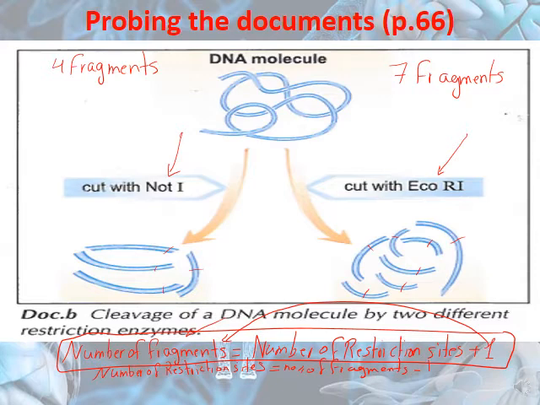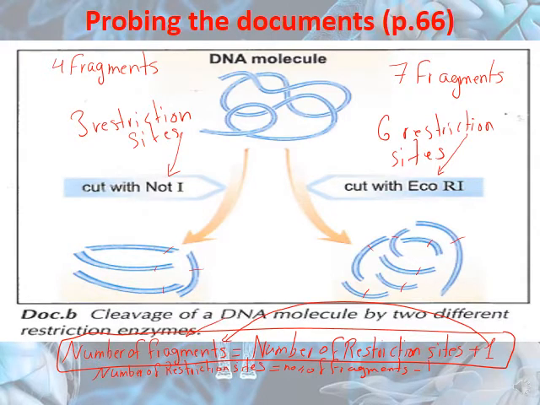So let's start. NOT1, how many restriction sites? The number of fragments is 4, so 4 minus 1, so 3 restriction sites. While in the EcoR1, how many fragments do we have? 7. So the number of restriction sites is the number of fragments minus 1, so it will be 6 restriction sites.